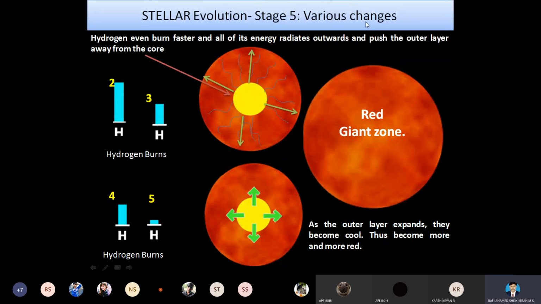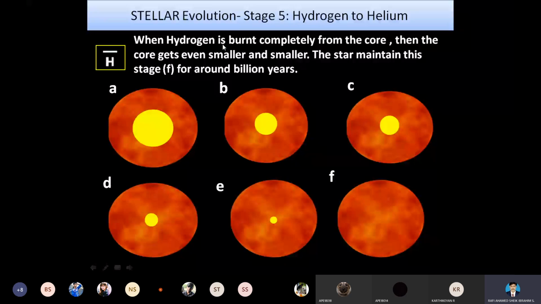That is, the outer layer expands. When the outer layer expands, it becomes cooler, and thus moves more and more red. See, we can see the stages here. When hydrogen is completely burned from the core, what happens?